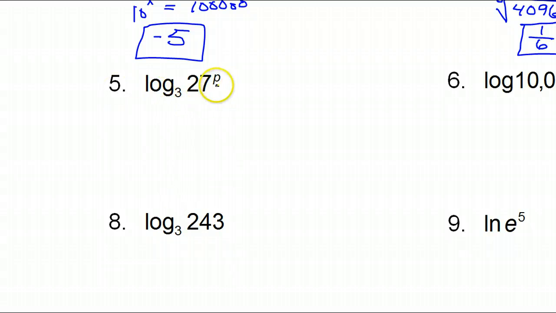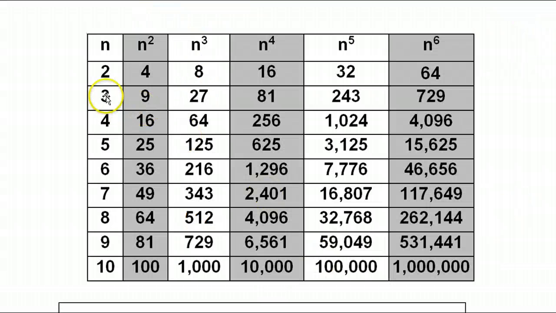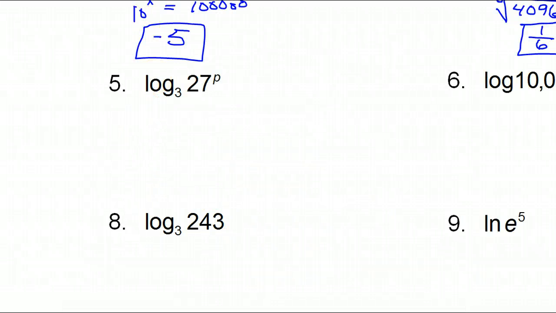I'm going to approach this problem slightly differently. The 27 is 3 to the third power. Okay, if you didn't know that, look at the chart. 3 to the third power, that's 27. So I could write this as log base 3 of 3 to the third power. Man, that's a lot of 3's. But don't forget the p though. P is up here in the exponent, 3p.